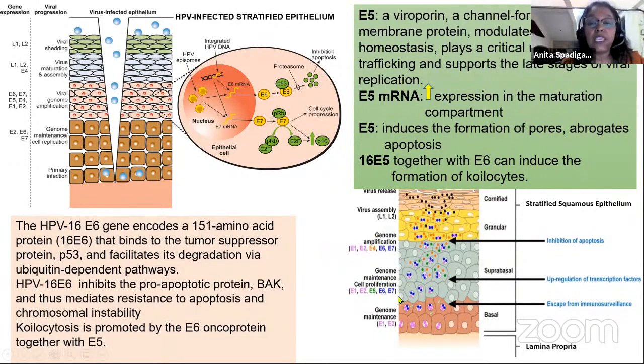Now, E6 and E7 begin to be expressed much earlier, that is in the oncogenic function of the virus. But now let's look at E6. What is E6? It inhibits the pro-apoptotic protein. It mediates resistance to apoptosis and chromosomal instability. So we are looking at a joint collaboration between E6 and E5 to form a koilocyte. Now, most of the studies have been done on HPV16. That's why we have the HPV16 E6 gene that is being studied.